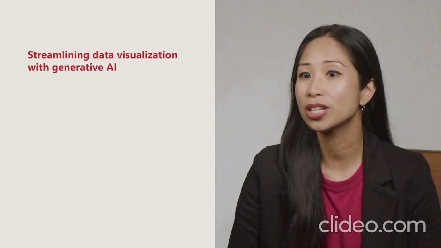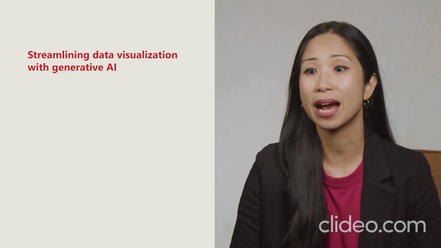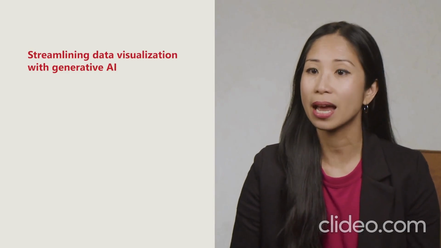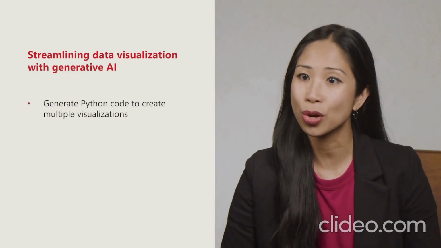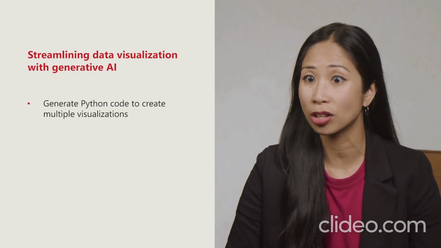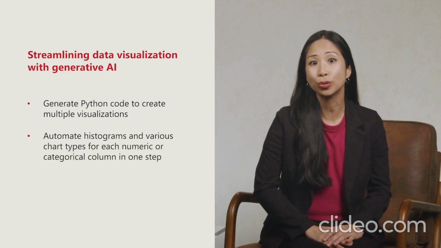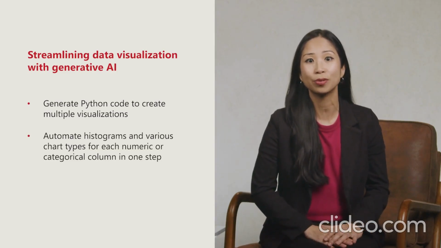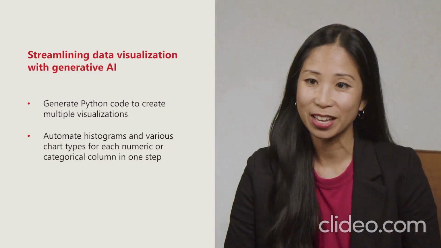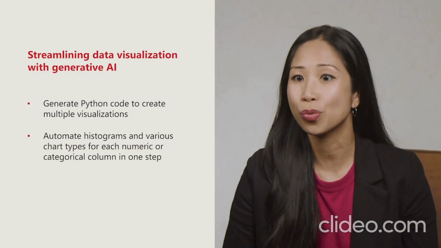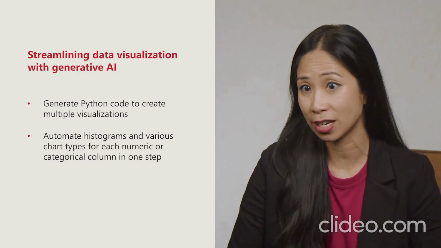Let's say you want to generate several graphs showing different aspects of your dataset. You can ask the AI, "Generate Python code to create histograms for each numeric column in this dataset." And it may, for instance, respond with a script that loops through the columns and outputs histograms for all of them in one go.